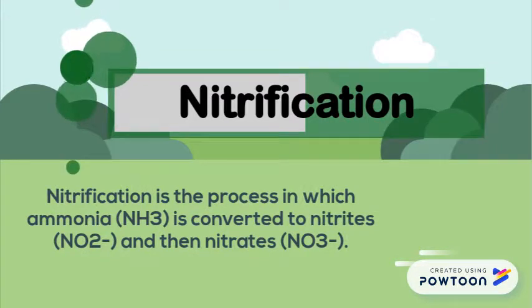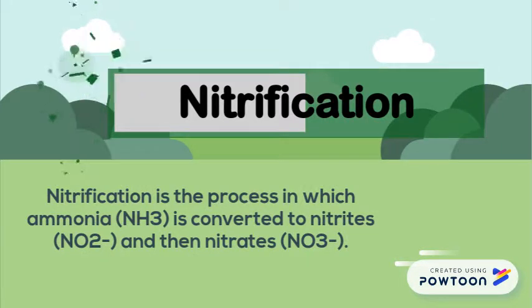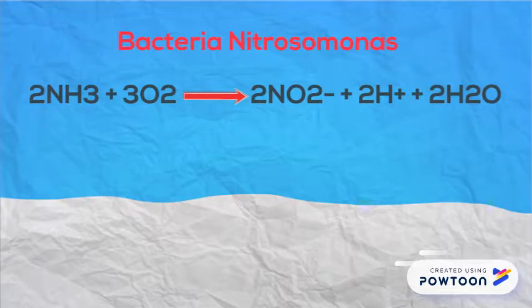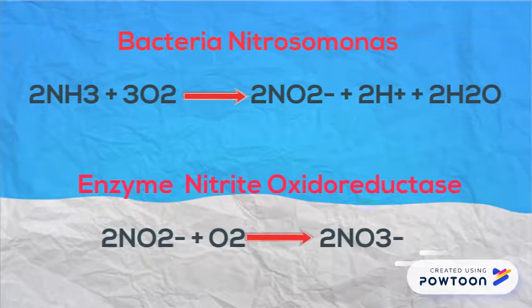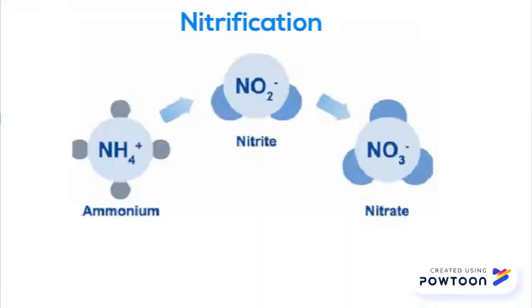And now that the nitrogen gas has been converted to ammonia, plants can assimilate it by converting it into nitrites and nitrates. They use the bacteria Nitrosomonas to change ammonia to nitrites, and then the enzyme nitrate oxidoreductase to change nitrites to nitrates. So that's basically what happens in nitrification. Plants change ammonium, which is ammonia and water, to nitrites.